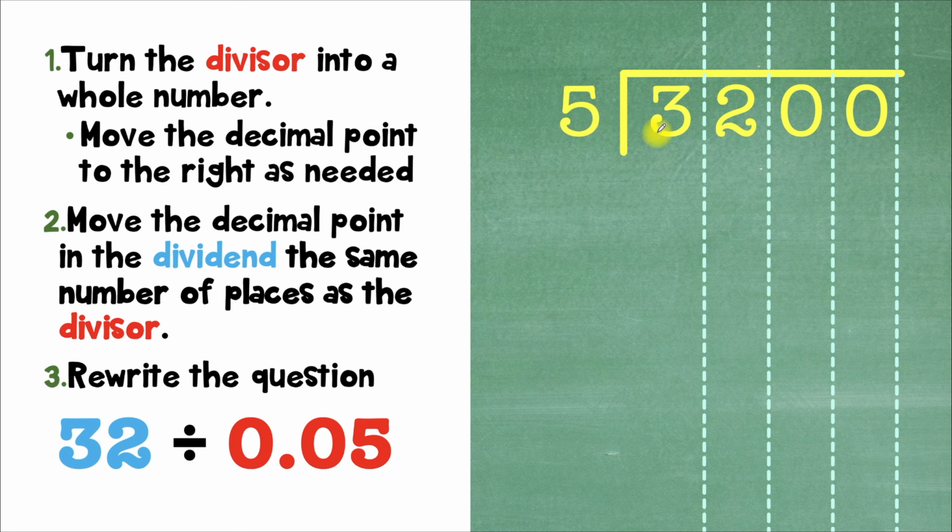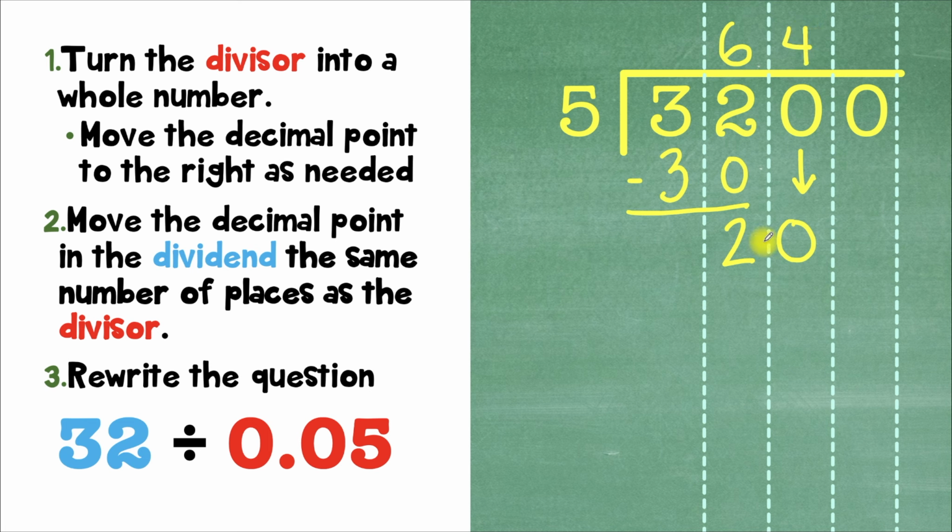Can 5 go into 3? No. Can 5 go into 32? Yes. How many times? Well, that would be 6, because 6 times 5 is 30. So we'll put that here and subtract that. When we do our subtraction, that's going to be 2. Next, we've got to bring down our 0 and repeat the process. How many times can 5 go into 20? Well, that would be 4 times.